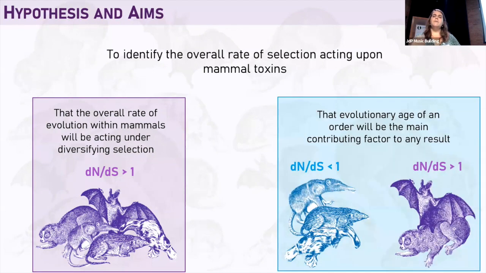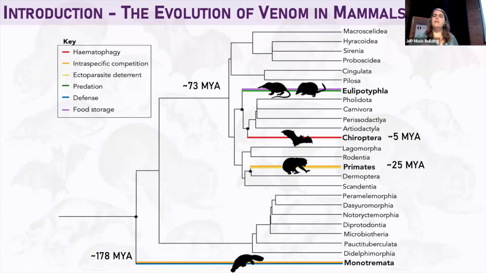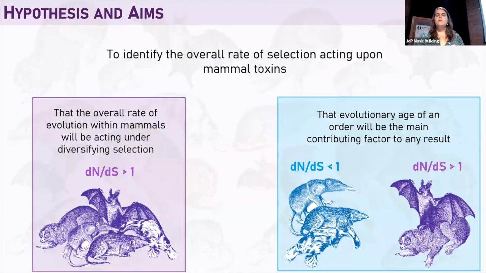The other hypothesis was that the evolutionary age of the order is going to be the main contributing factor to the result. There is, as you probably saw on this slide, a discrepancy in the evolutionary ages of the orders with venom. So our monotremes and Eupotyphyla will have perhaps more purifying selection compared to vampire bats and slow lorises.